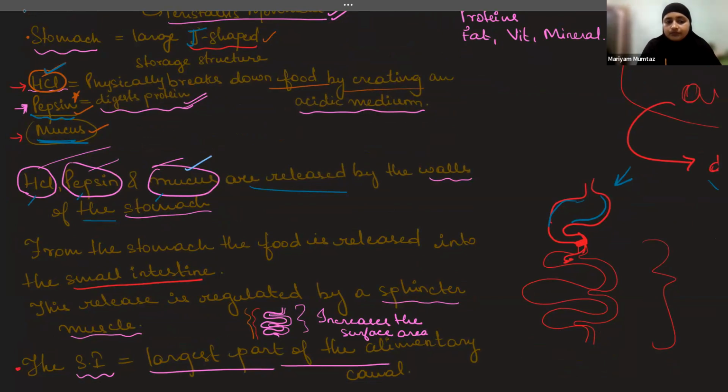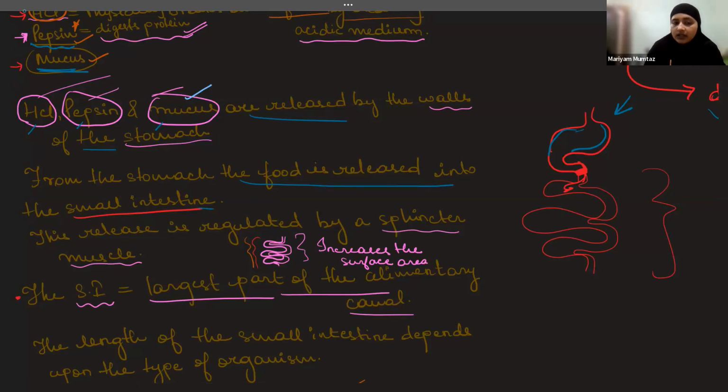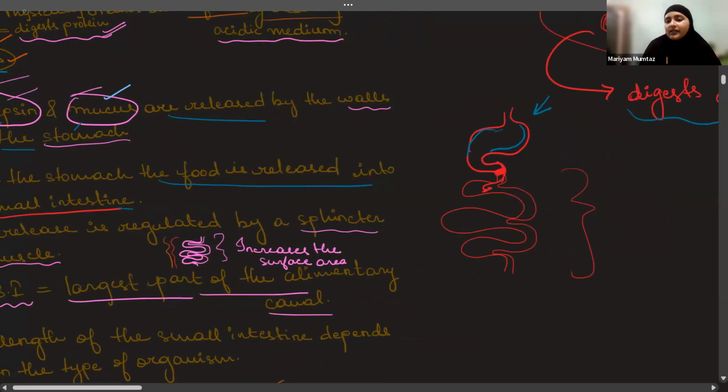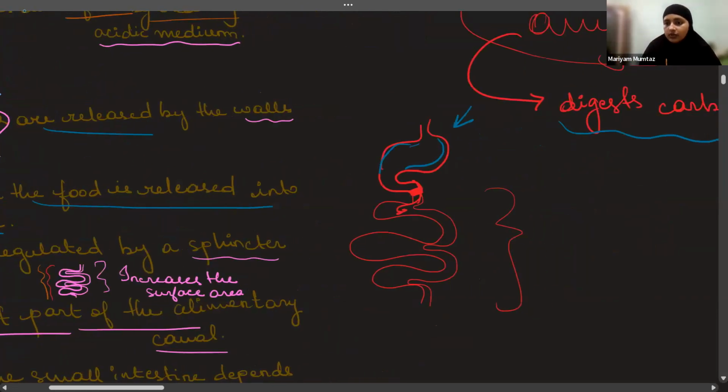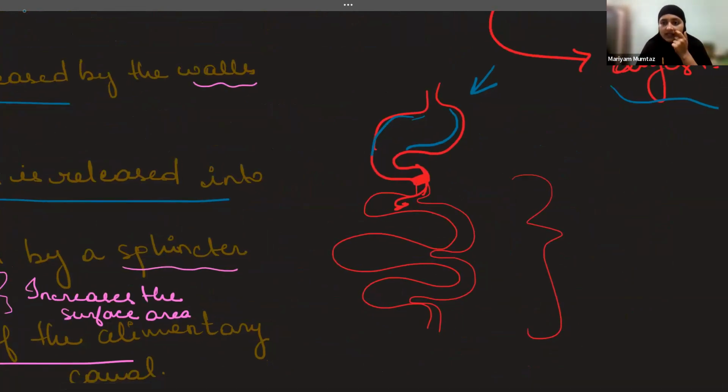Clear? Now, from the stomach, the food is released into the small intestine. Whenever food is going from one organ to another, it has to have a regulatory pathway, a gate, isn't it? Whenever we move from one room to another room, there is a door. We have to open that door and then we get inside, isn't it? Same thing happens here also. Let's just consider stomach is room one and small intestine is room two. When we want to enter room two from room one, we have to open the door and then only we can get in.